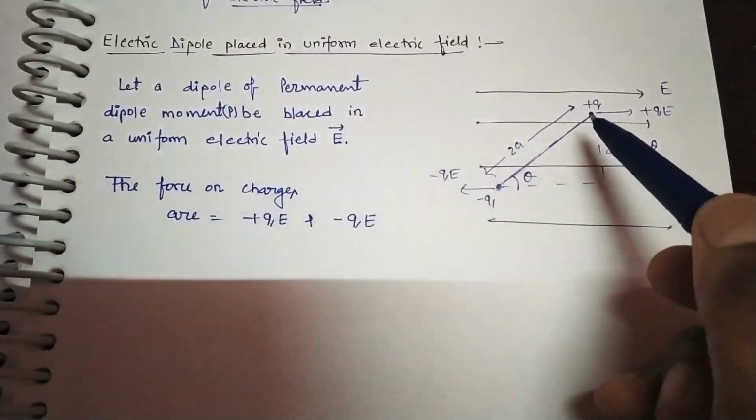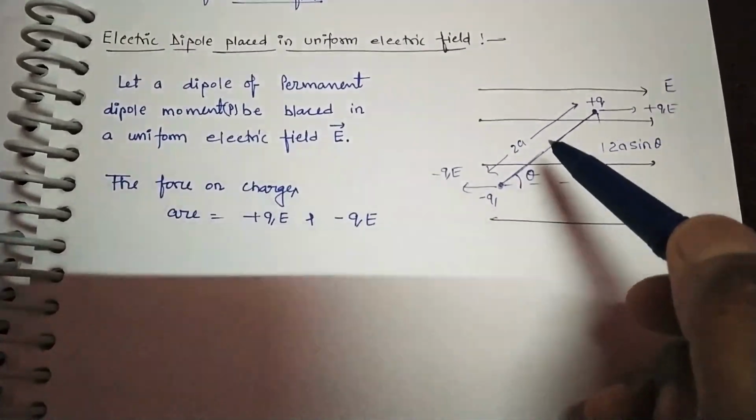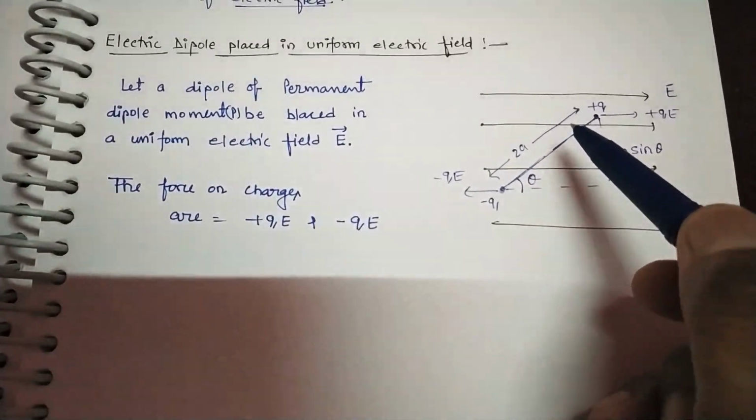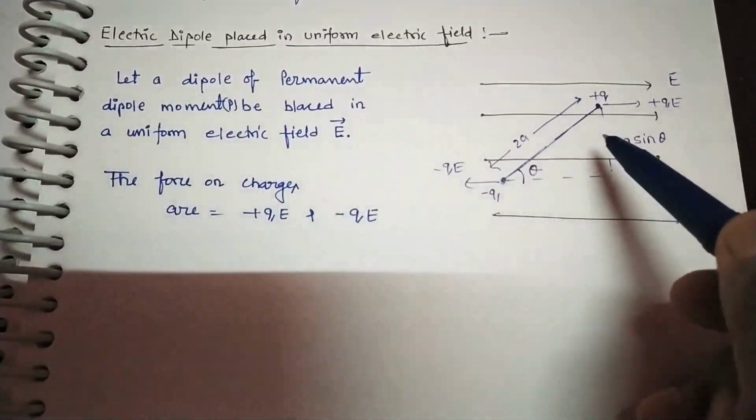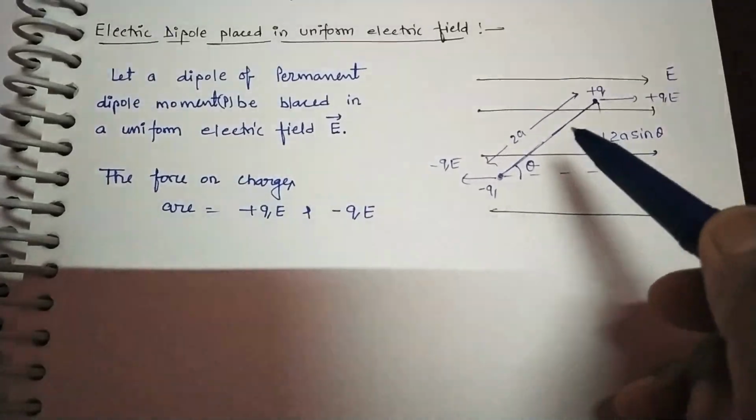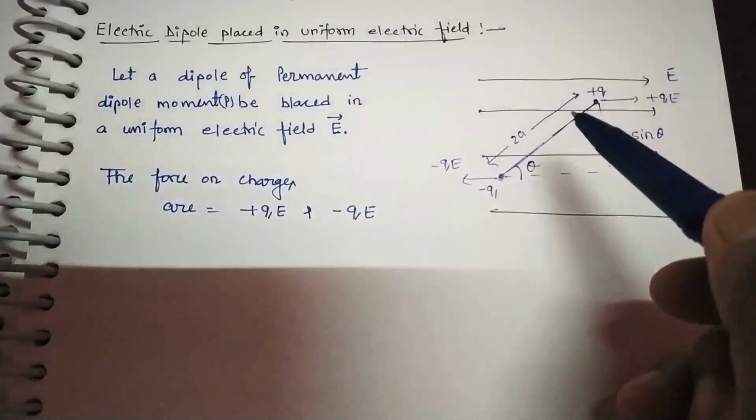The dipole is experiencing two opposite and equal forces. As a result, it will also rotate so that it aligns in the direction of the electric field. So this torque we have to calculate.